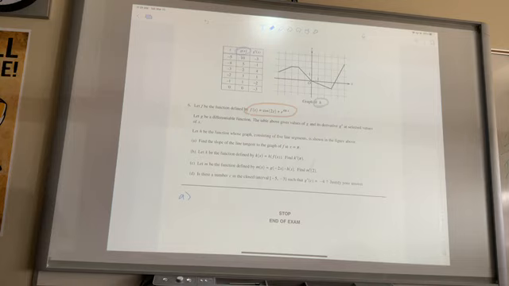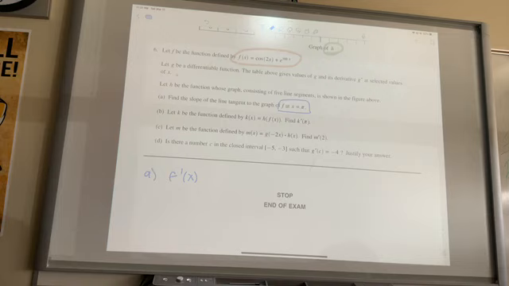Find the slope of the tangent line to the graph of F at pi. What is the slope of the tangent line? Yeah, derivative. Don't write the whole equation, just write the derivative. So this is just asking you for the derivative of F at pi. So can we take the derivative of that?